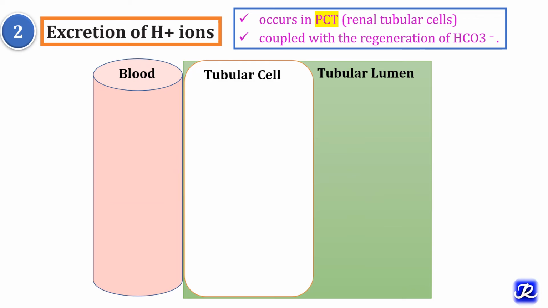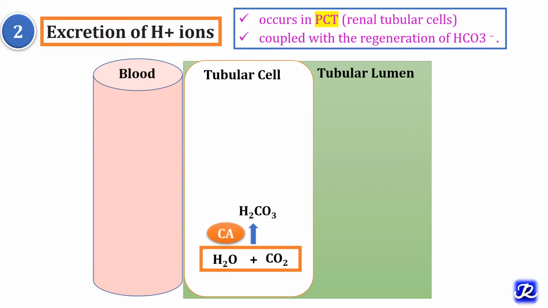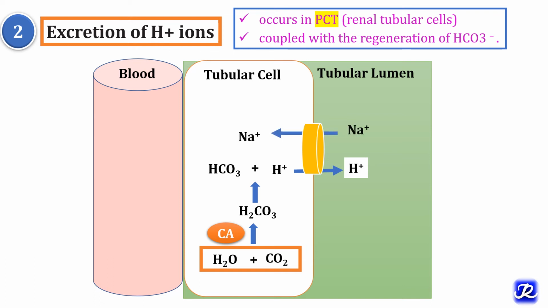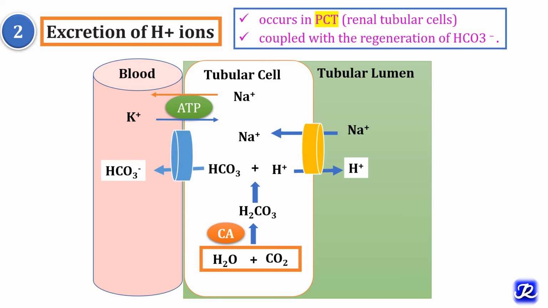The second mechanism is excretion of hydrogen ions. It occurs in proximal convoluted tubule, and it is coupled with regeneration of bicarbonate. So the process of generation of bicarbonate starts in tubular cell. Here water and carbon dioxide combine together to form carbonic acid by the action of enzyme carbonic anhydrase. It is dissociated to form bicarbonate and hydrogen ions. Hydrogen ions are secreted into tubular lumen in exchange for sodium, and the energy required for this purpose is supplied by sodium potassium ATPase pump. The bicarbonate is reabsorbed by sodium bicarbonate symport.